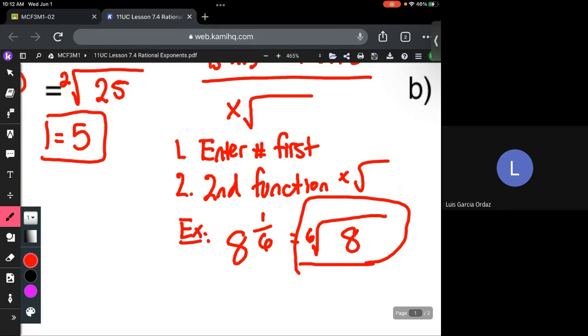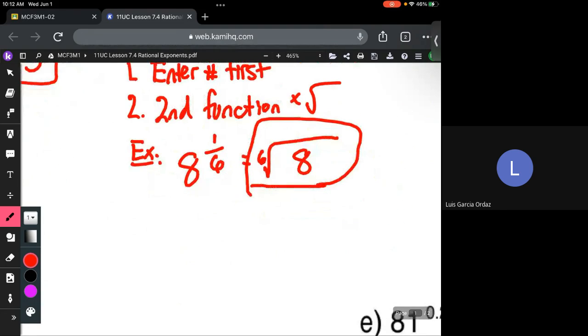Like I said, I will always ask you to go from this to the root, but if you're trying to find your answer, you can use either one of them. You don't necessarily have to use the root, you can just use the exponent as a fraction. As long as you change one from the other, I'm completely fine with that.